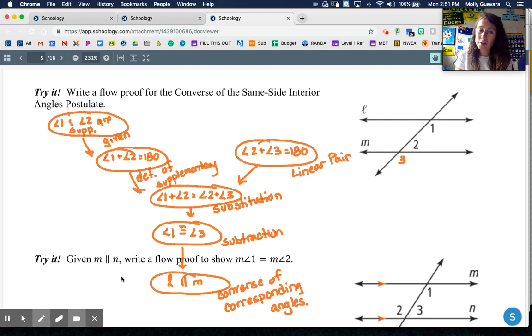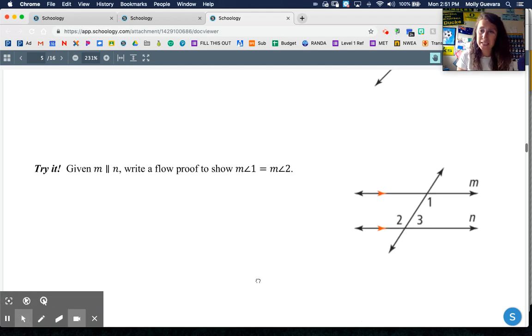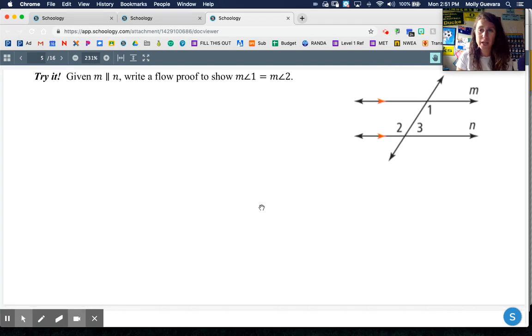And we have one more that we're going to look at. Hopefully these are making sense. Again, please reach out if you need help on any of these, okay, whether it's a proof or not.